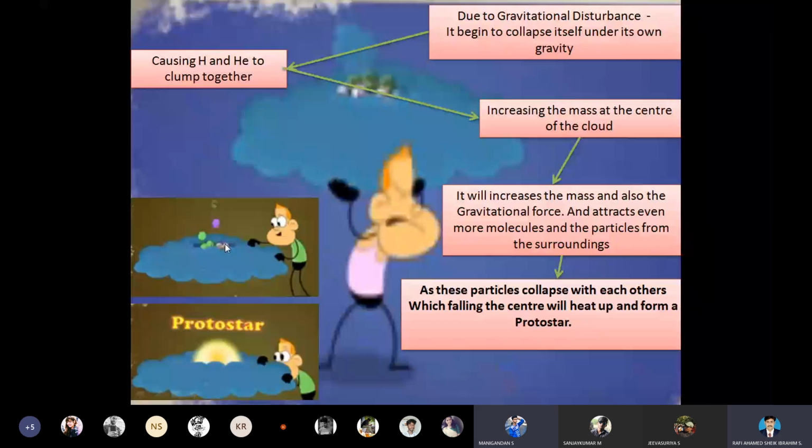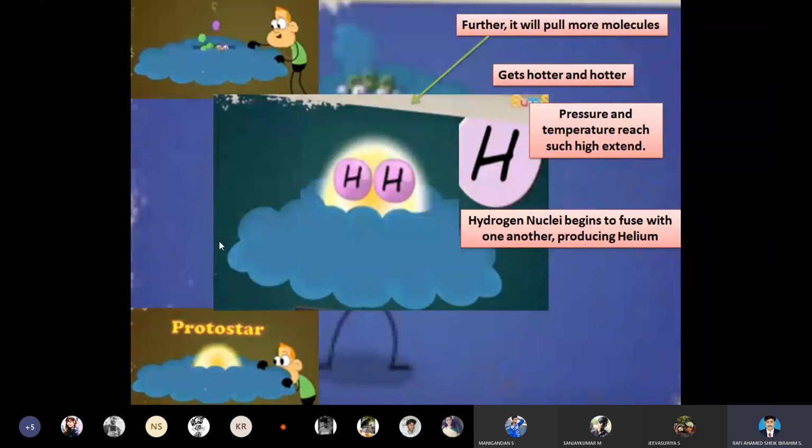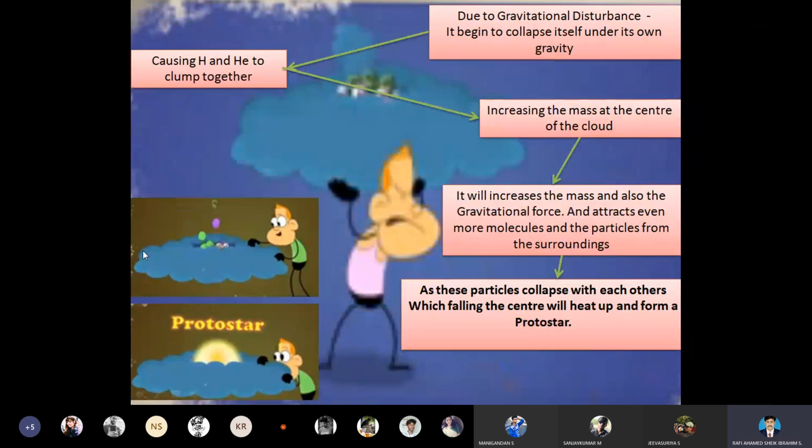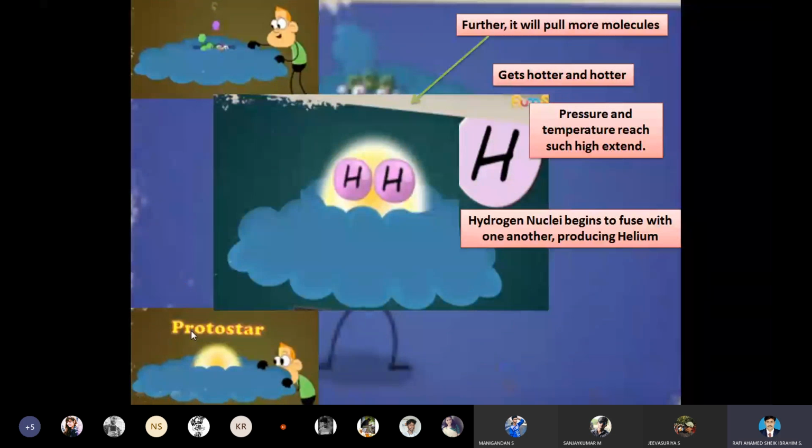They begin to collapse under their own gravity. This happens due to the gravitational disturbance. So these are all the stages to form the star. Further, once the protostar is developed, it will pull more molecules. Due to the gravitational disturbance, it attracts more surrounding molecules.